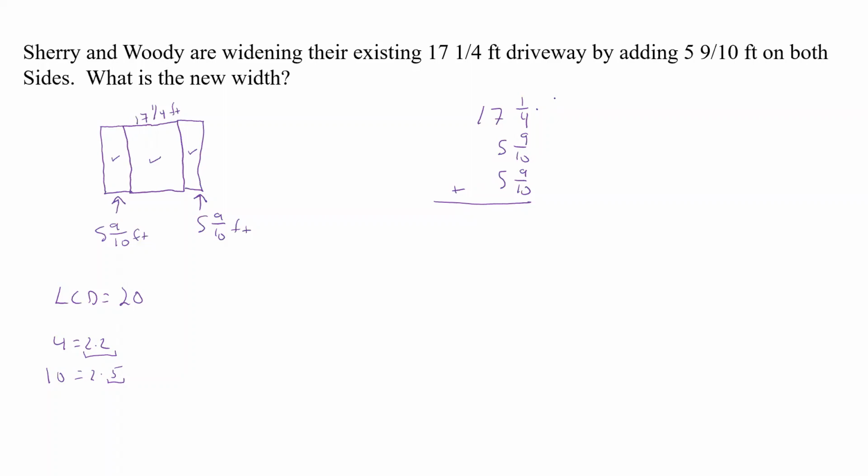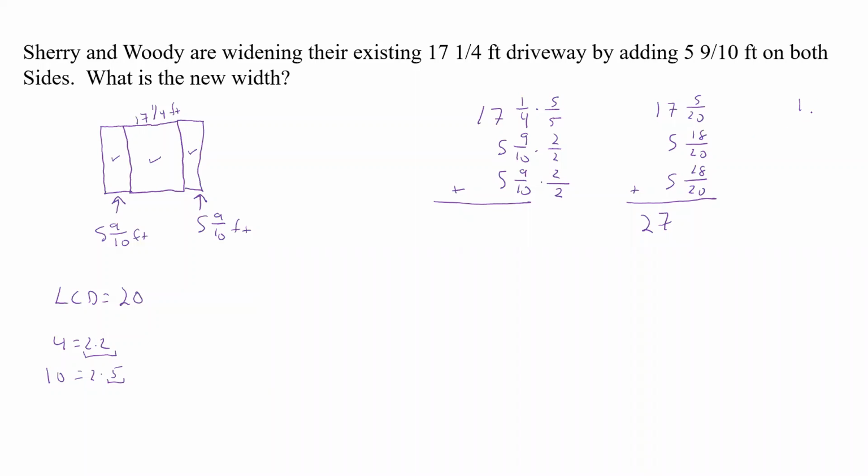We're going to take this one times 5 over 5, this one times 2 over 2, and this one times 2 over 2. So now we have 17 and 5 over 20. Here we have 5 and 18 over 20. And here we have 5 and 18 over 20. I'm going to add all those together. So here we have 10 plus 7 is 17, carry 1, that's going to be a 2. And now we have to add all these together.